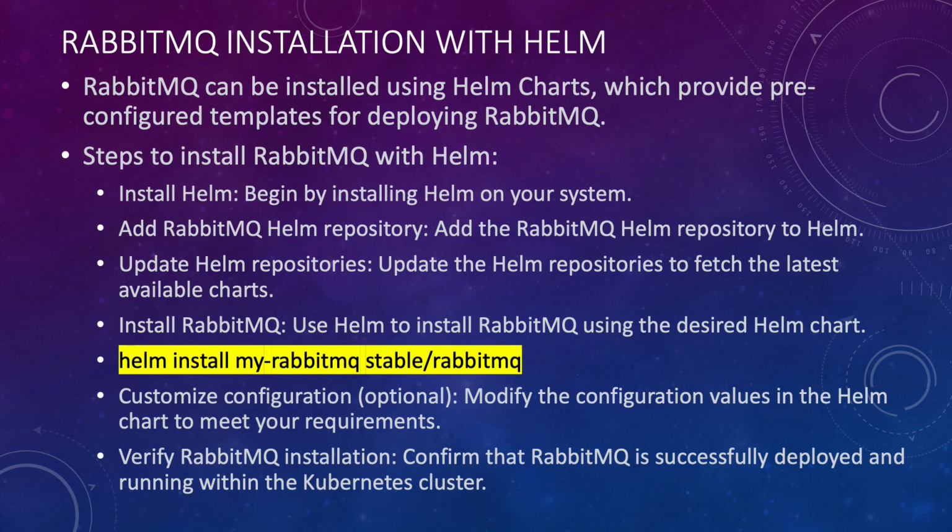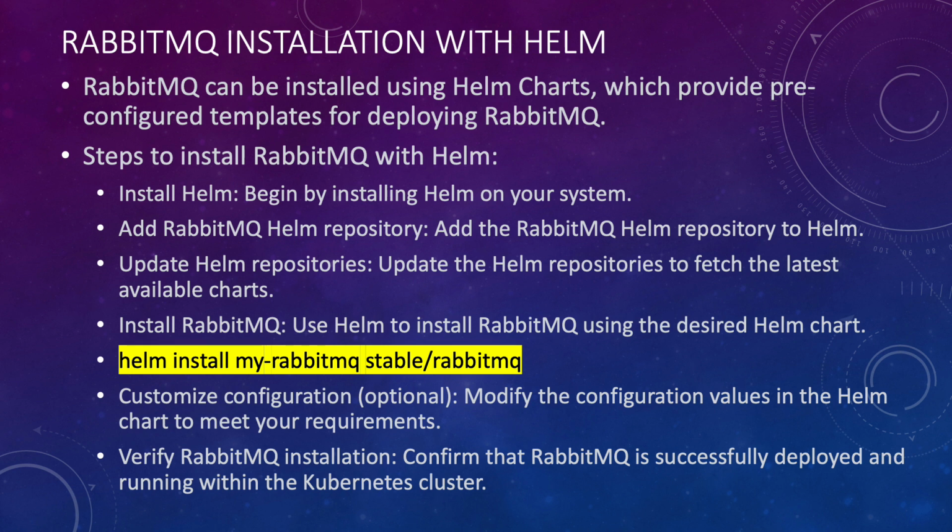Let's discuss how to install RabbitMQ with Helm, a package manager for Kubernetes that simplifies the installation and management of applications. Helm provides Helm charts, which are pre-configured templates for deploying applications. RabbitMQ has its own Helm chart, making it straightforward to deploy RabbitMQ in Kubernetes. Here are the steps to install RabbitMQ with Helm.